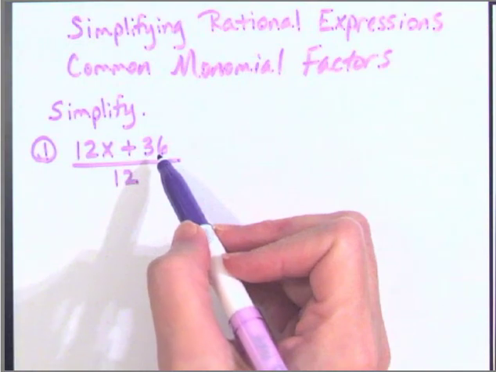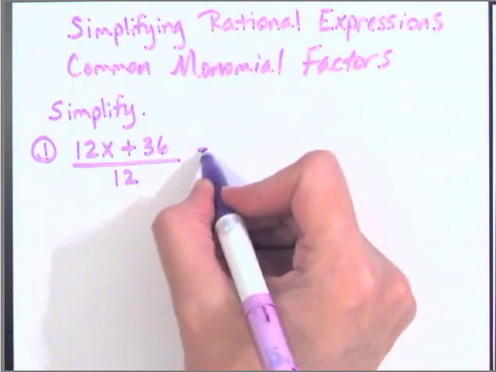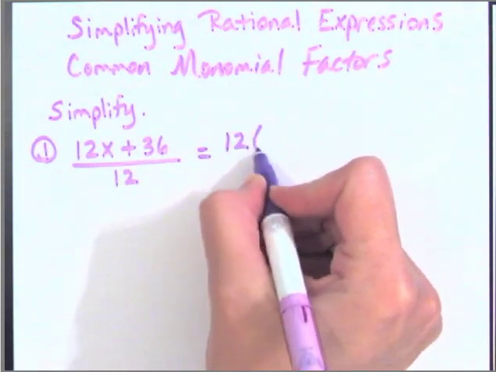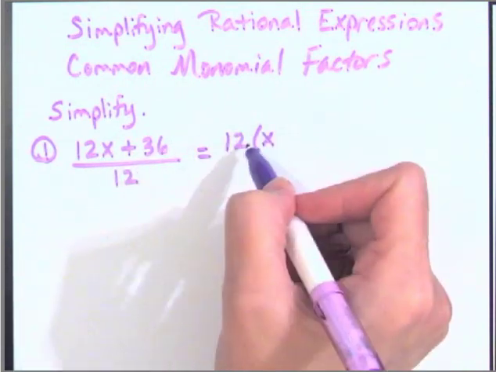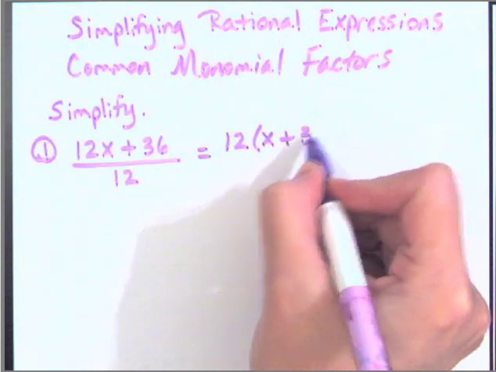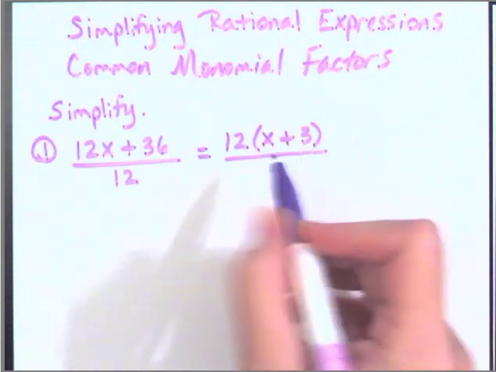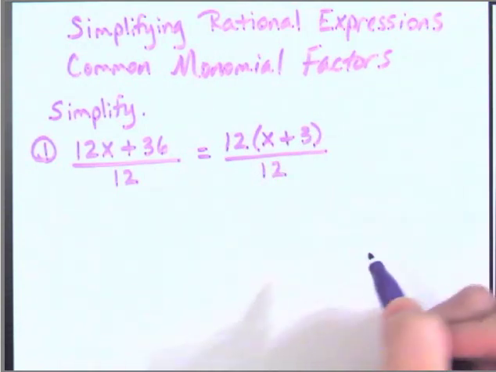Will 12 go into 36? And the answer is yes, so I'm going to factor that out. And then 12x divided by 12 is just x. 36 divided by 12 is 3. And on the bottom we'll have our 12.